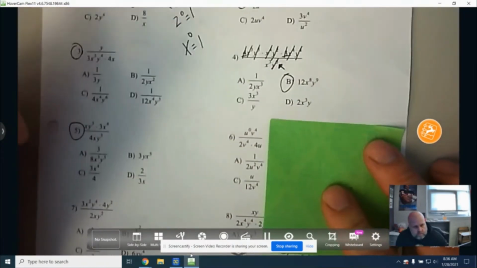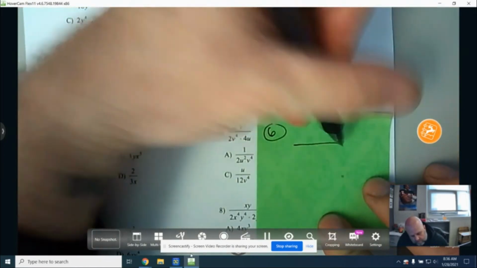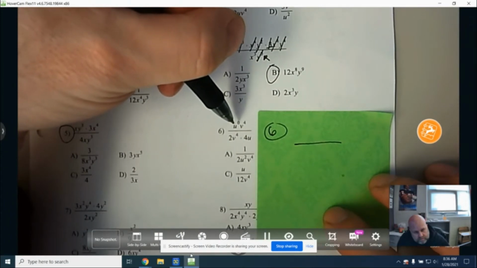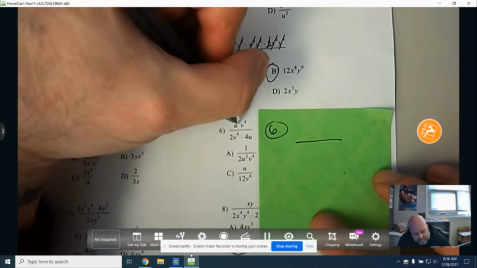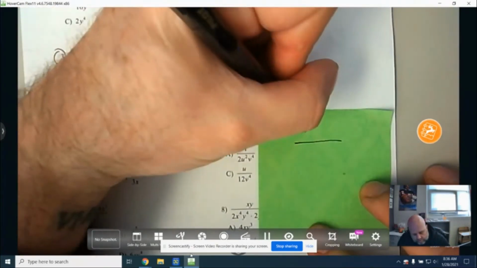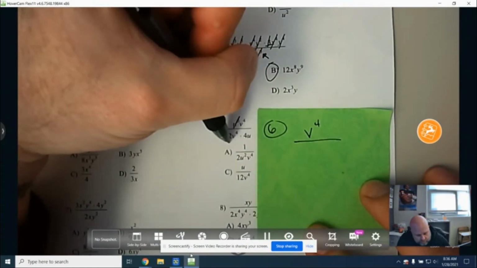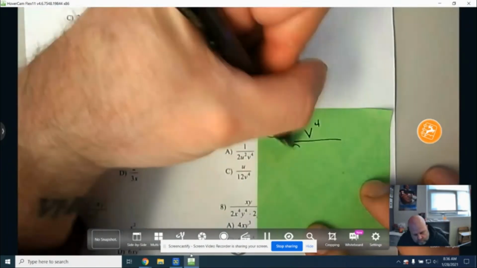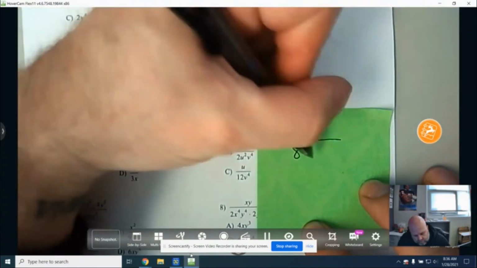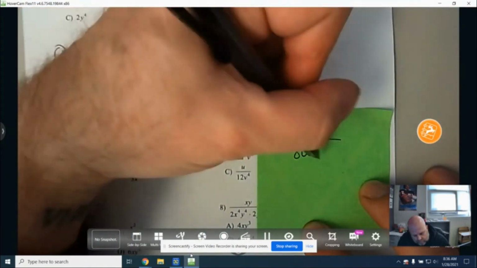Okay, number 6. So number 6, we're going to start off again, and I see that for my fraction bar, I'm looking at the problem, the top, I see a u to the 0 power. So again, anything to the 0 power, you just cross out automatically, which leaves just v to the 4th power. Okay, on the bottom, we have 2 times 4. So that's going to be an 8. And then I'm going to go alphabetically, so u comes first. There's only one u. And then we got these 4 v's right there.